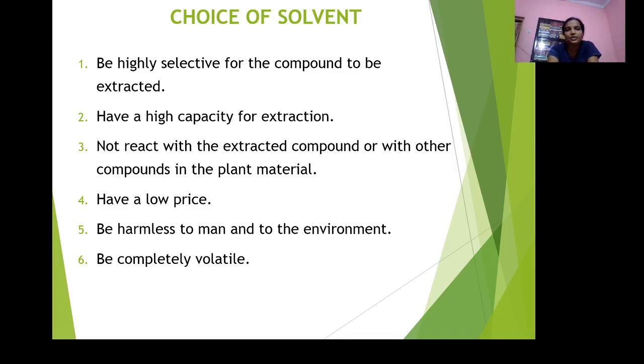Next, it should not react with the extracted compound or other compounds in the plant material. It means that it should not cause any chemical reaction with the extracted plant material so that its activity gets decreased, or cause any decomposition or any type of chemical reaction so that we can't perform any activity using such extract. Hence, it should be chemically stable. It should not react with any compound present in that plant material.